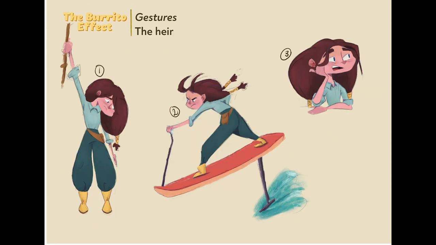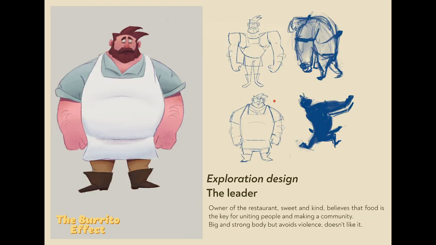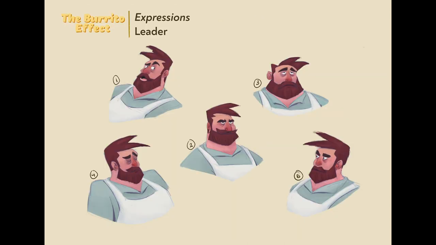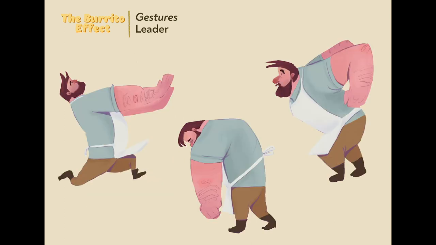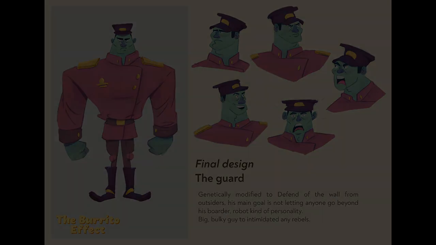She's sassy and persistent. The granny, who remembers the recipe from the old world and wants to keep them alive in the restaurant. And the father, who is the manager and the cook of the restaurant. He is very sweet and likes to take care of his family. The last character is the guard, whose goal is to prevent people from outside the walled city from entering.